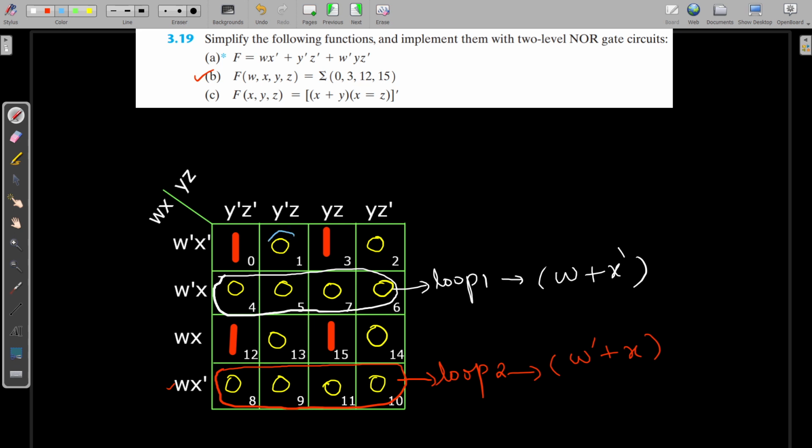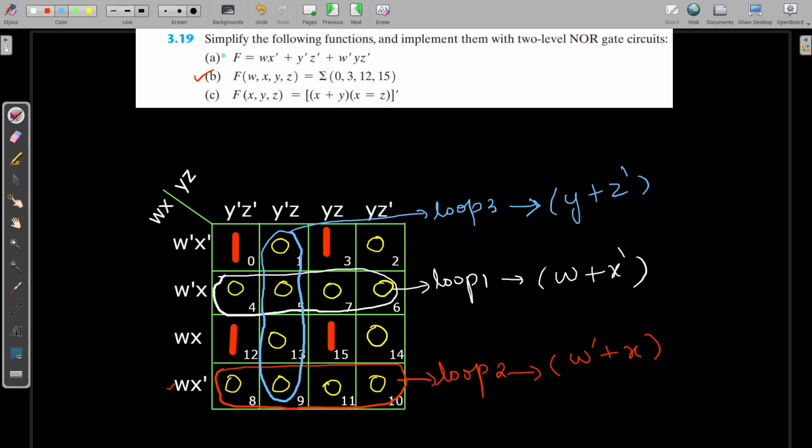So it is by combining these four zeros together: 1, 5, 9, 13. So this is loop 3. So here column wise we have this. Row wise it becomes 1. So it is y dash z, isn't it? That should be written as y plus z dash because it is in POS format.